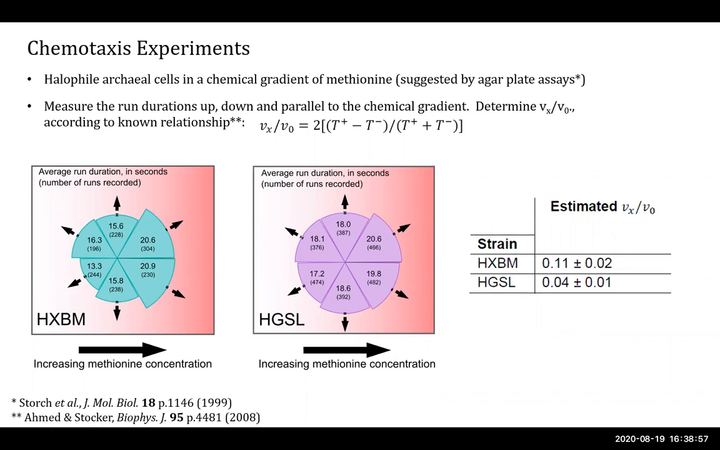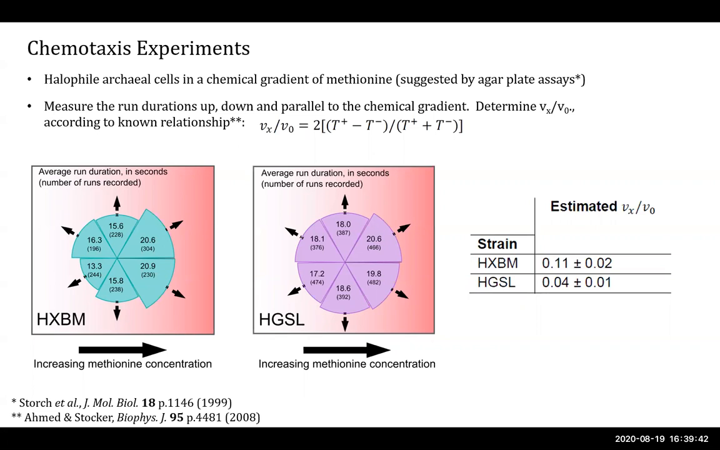Our Vx over V0, so the speed the cell moves up the gradient divided by the underlying swimming speed, is about 0.1 in the case of Halopharax from Bulby Mine, and it's a little bit slower in Halopharax from the Great Salt Lake. To construct these chemotactic drift speeds, as you can see in the panels on the left-hand side, there's this kind of pie chart. The idea of this graph is that the methionine concentration increases from left to right, schematically speaking, and the different segments of the pies correspond to cells swimming in that direction. Cells swimming up the gradient have longer run durations, as you can see by the numbers within each pie segment. Generally speaking, there are slightly shorter runs down the gradient, but that's not as pronounced an effect.